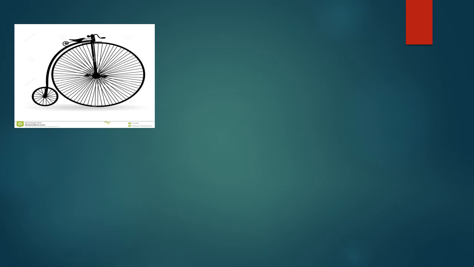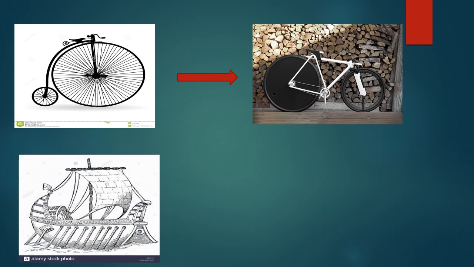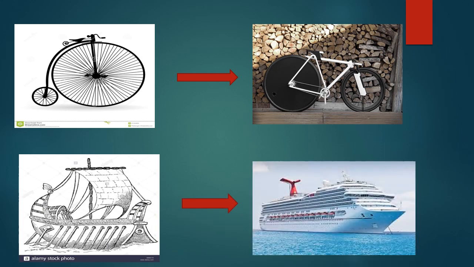Then this is the past bicycle model, and this is a modern bicycle. Here you can see a ship we used in the past. Here you can see a modern one.